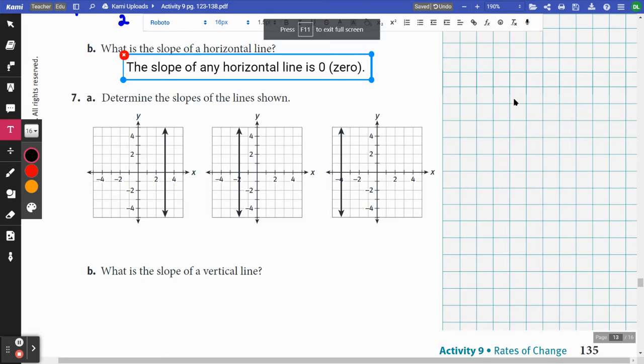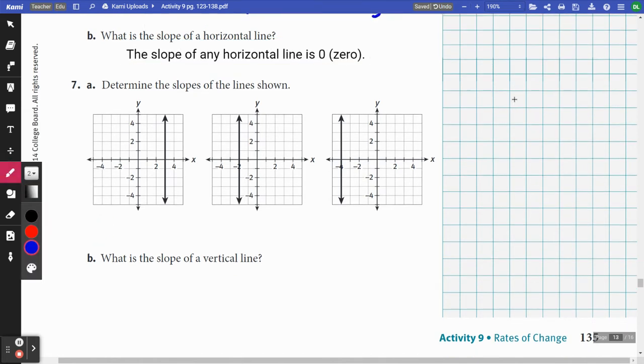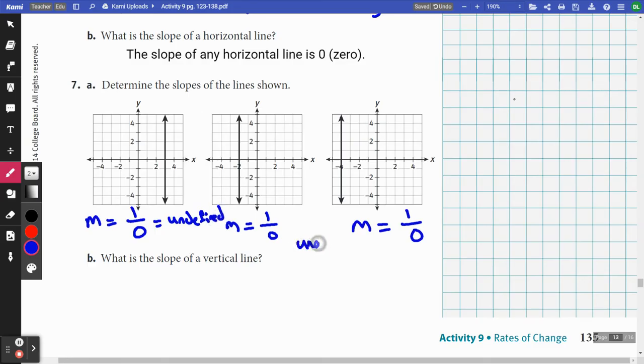Determine the slope of the line shown. Again, this is a case where I have all of the vertical change, none of the horizontal change, right? And so this is going to be m equals 1 over 0. It's going to be that way for all of them. But can I do that? Can I take 1 from 0? No, you can't, right? When the 0 is under the bar, the answer is undefined. So all of these are undefined.